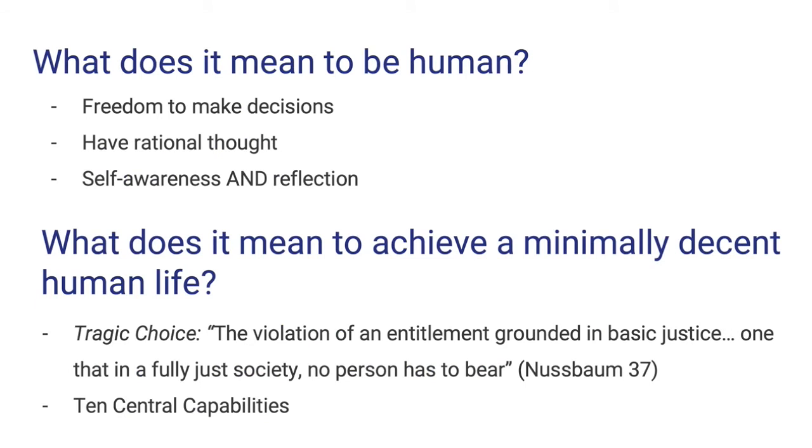So to take a step back, we wanted to ask the question, what does it mean to be human? We decided that to be a human, you would have the freedom to make decisions, to have your own rational thought, and to be self-aware and to be able to reflect on yourself and your life. Further, we asked the question, what does it mean to achieve a minimally decent human life? There should be no tragic choice in a minimally decent human life. Tragic choice means the violation of an entitlement grounded in basic justice, one that in a fully just society no person has to bear. A minimally decent human life should also include the 10 central capabilities that we mentioned earlier.